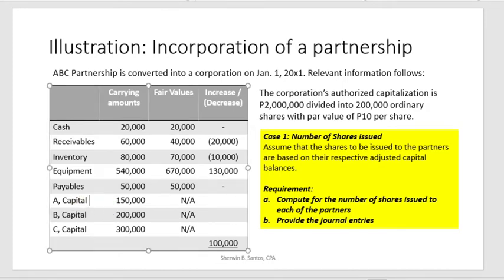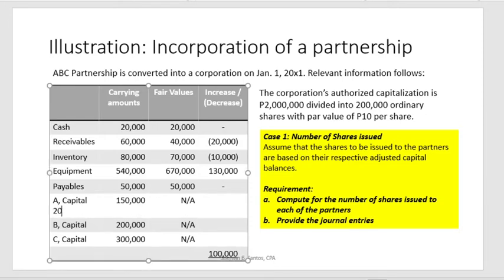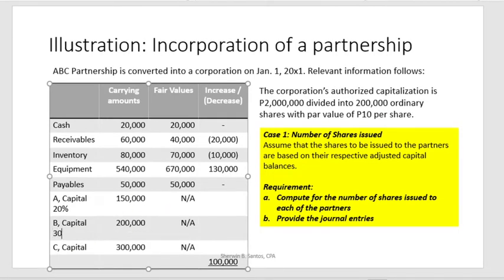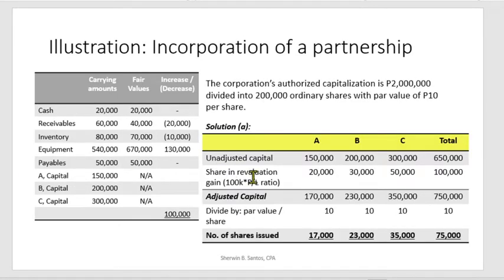Okay, we assume that A capital is 20%, B is 30%, and C is 50%. So, this is the assumption. Kasi wala pa lang ditang na-i-plot. A capital is 20%, B capital 30%, C capital 50%. So, based on the profit and loss ratio, 100,000 times 20%, 100,000 times 30%, 100,000 times 50%. So, yan na ang distribution nung restatement sa fair value ng assets.